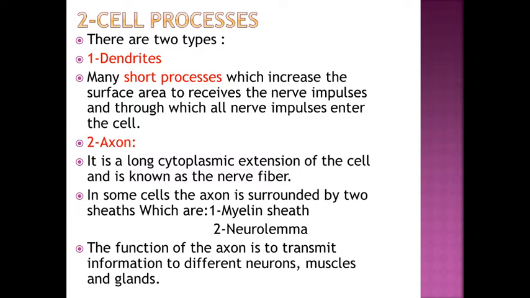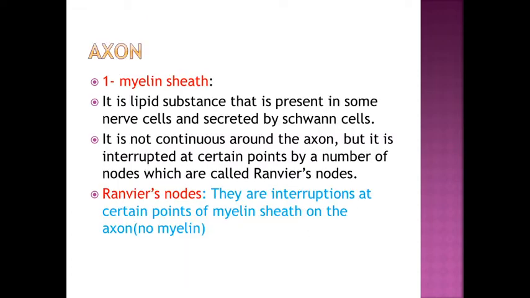There are two types, the dendrites and the axon. The dendrites are short processes which increase the surface area to receive the nerve impulses, through which all the nerve impulses enter the cell. The axon is a long cytoplasmic extension of the cell and is known as the nerve fiber. In some cells, the axon is surrounded by two sheaths, the myelin sheath and the neurolemma. The function of the axon is to transmit information to different neurons, muscles, and glands.